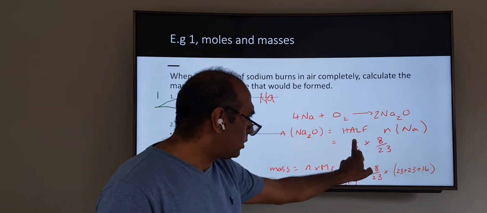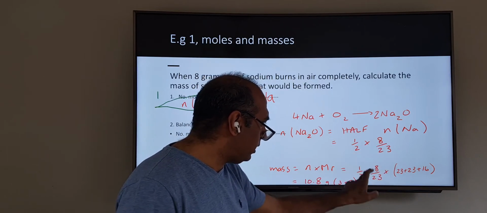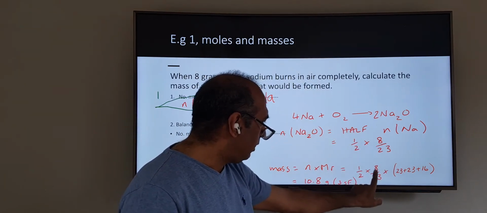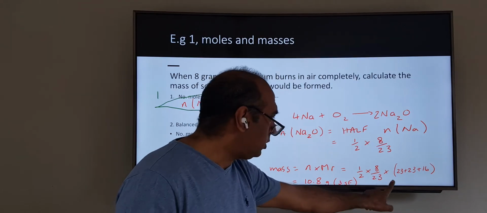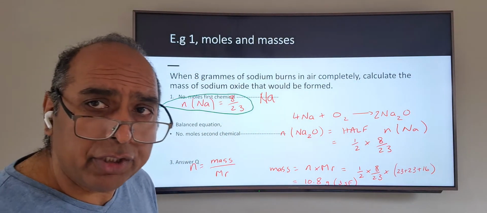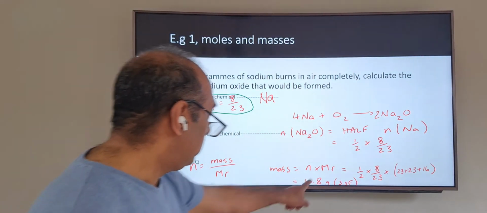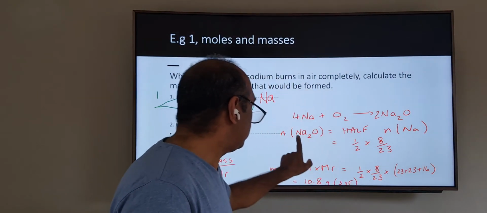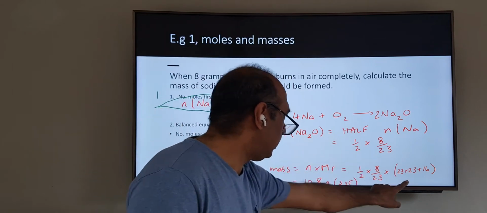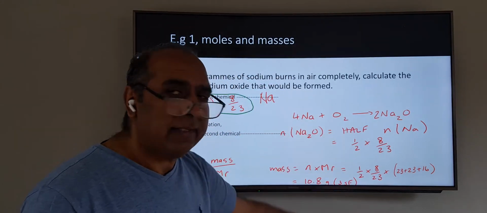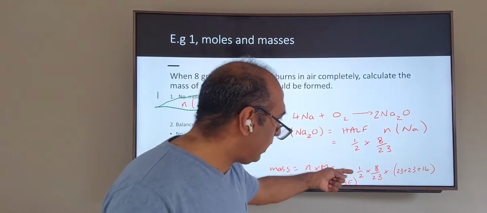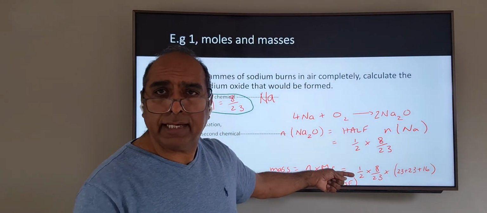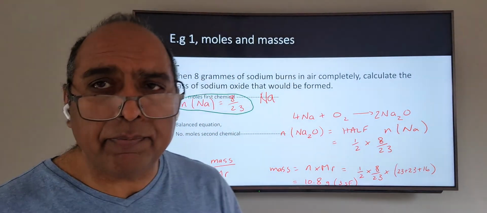So number of moles was this, half times 8 over 23, half of 8/23, multiplied by the MR value. Now you calculate the MR value. The MR value is, from the formula, 23, add 16, all that together. And you put that into your calculator, all of that. Put that into your calculator, get an answer of 10.8.